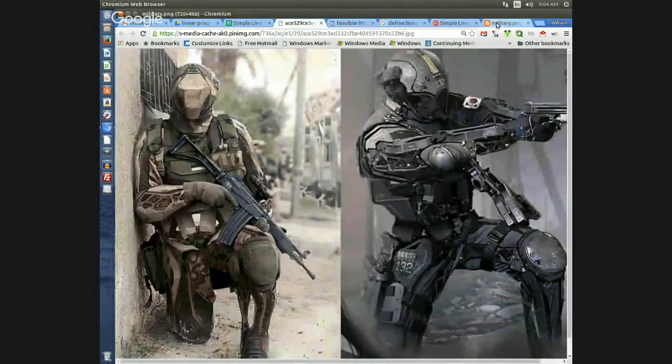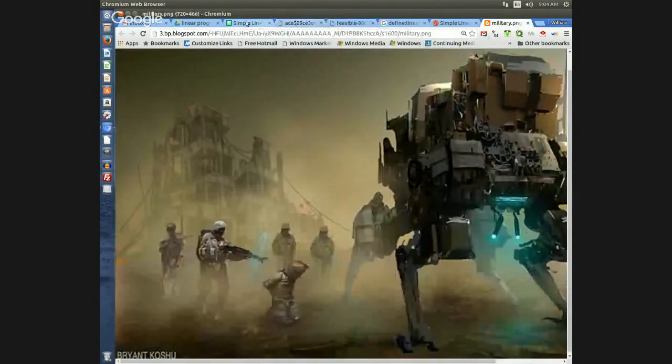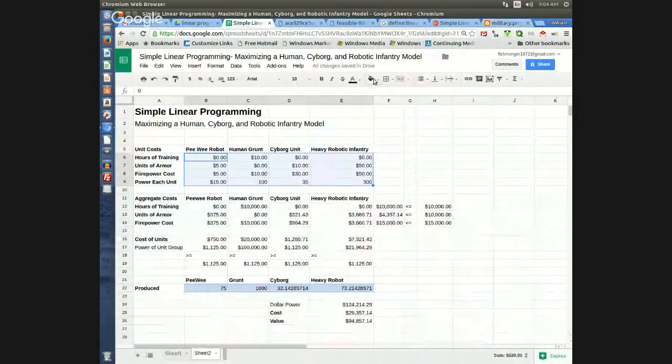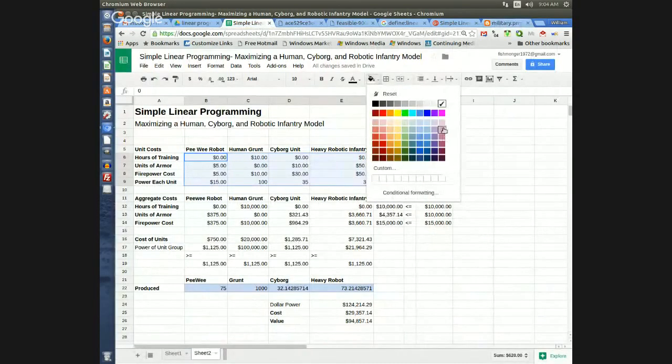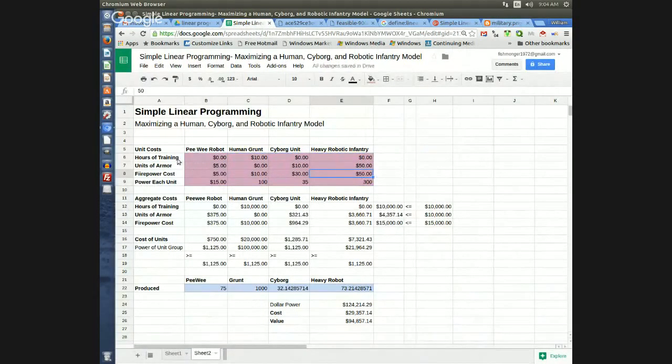So you've got humans, we've got giant robots. Let's get to work. So over here in this area that is a little bit reddish, this is where we see, for example, a human grunt will take $10 for hours of training, nothing for unit armor, firepower is 10, and the amount of power that it's able to project is $100. So it costs $20 to get a human grunt up to speed and into battle-ready form, and does $100 of damage for the power unit.